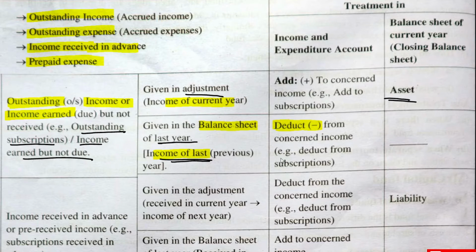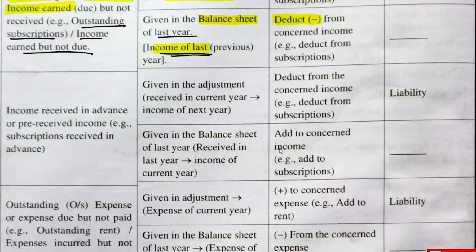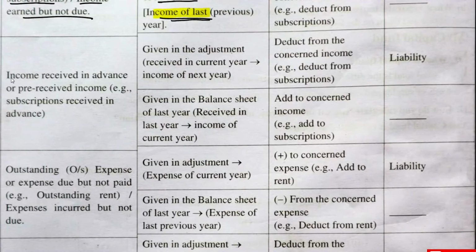So next is income received in advance or pre-received income. For example, subscription received in advance. If it is given in adjustment, that it is only received in the current year but is income of next year, then what should you do? You should deduct it from the income and expenditure account, then post it on the liabilities side because it's income of next year. The same thing, if they mention it in the balance sheet of last year, that it was received last year but is income of the current year, in this case you need to add it to the concerned item, adding to subscription. That is what you will be doing.